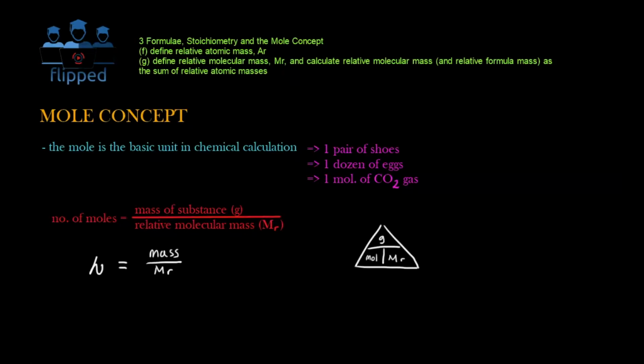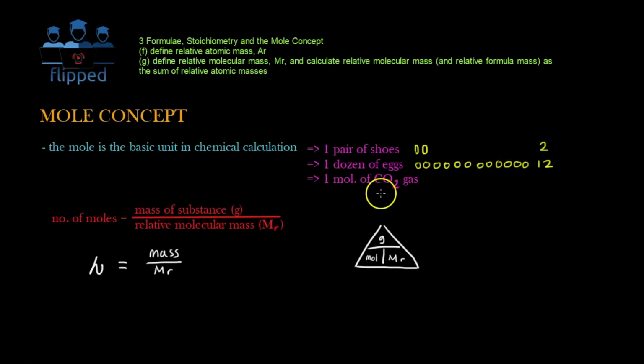So today we are on the mole concept, and the mole is the basic unit in chemical calculation. We are all familiar with a pair of shoes, right? That means there are 2 shoes. Okay, what about 1 dozen of eggs? That just means there are 12 eggs here. 1, 2, 3, 4, 5, 6, 7, 8, 9, 10, 11, 12. Am I right?